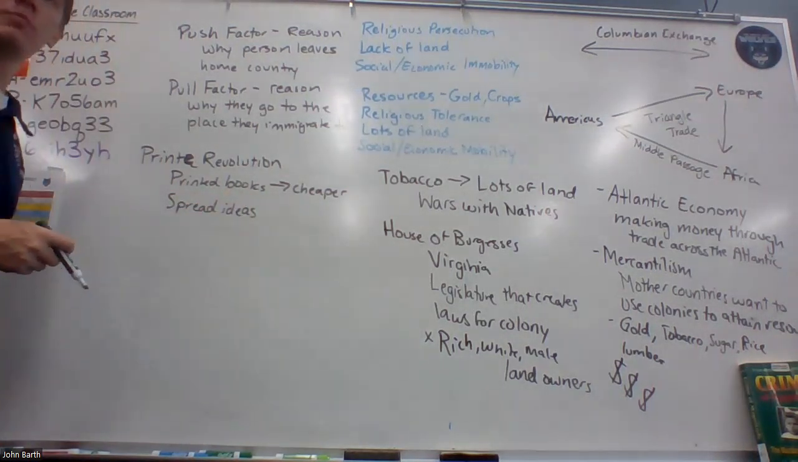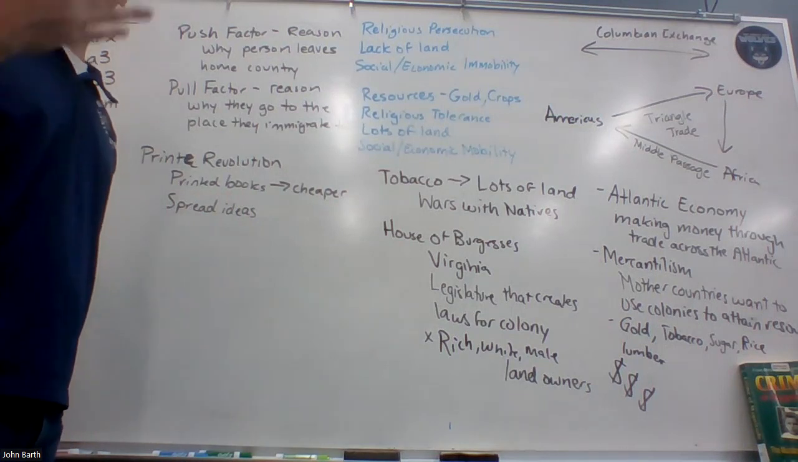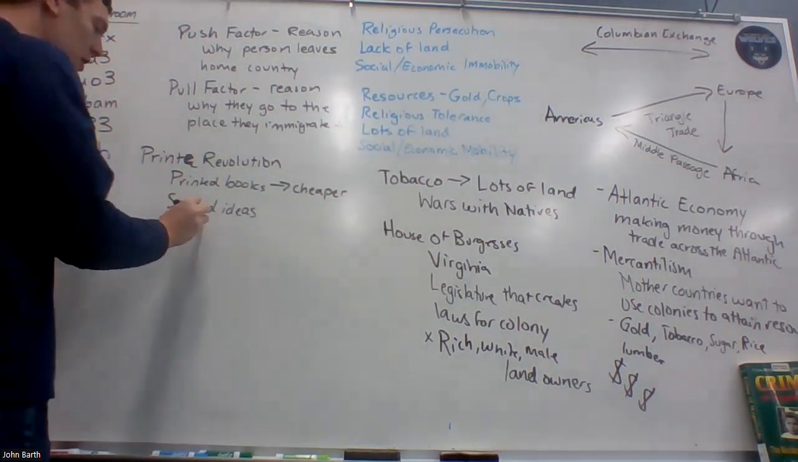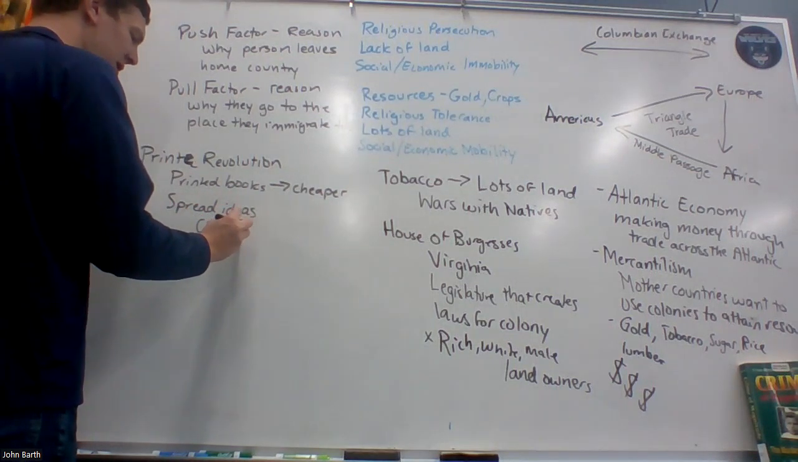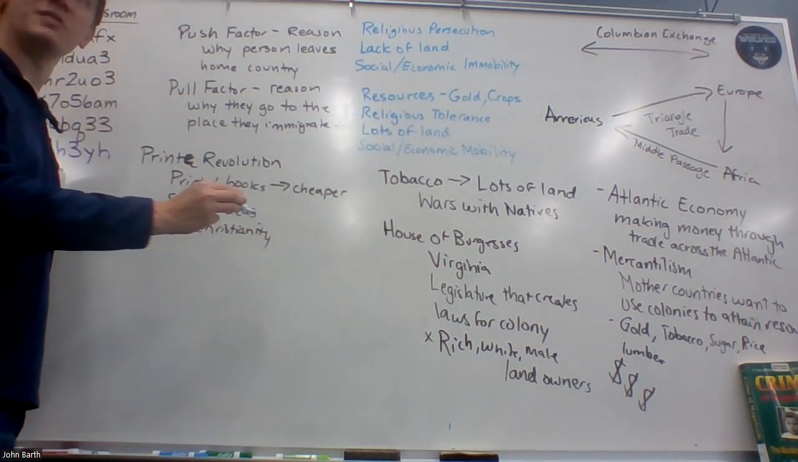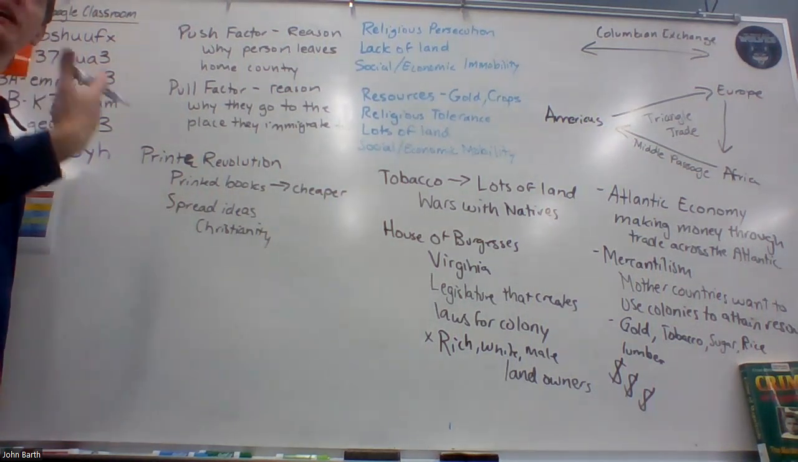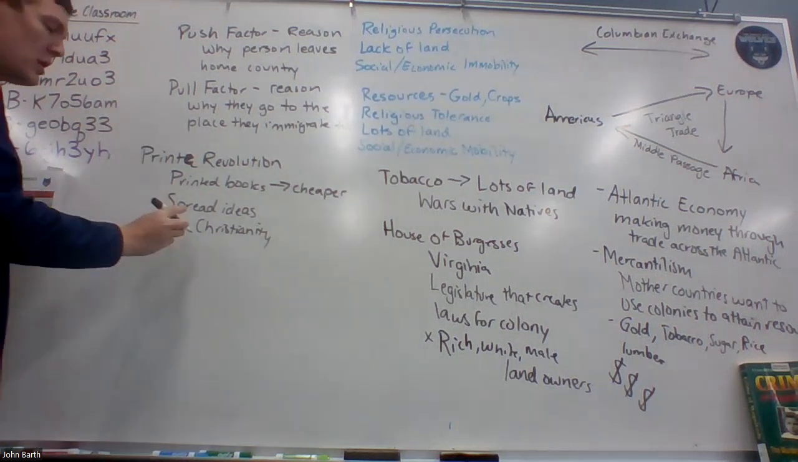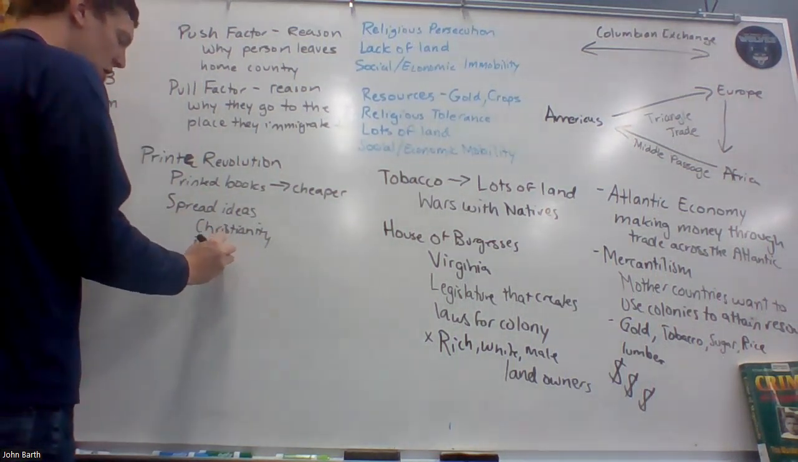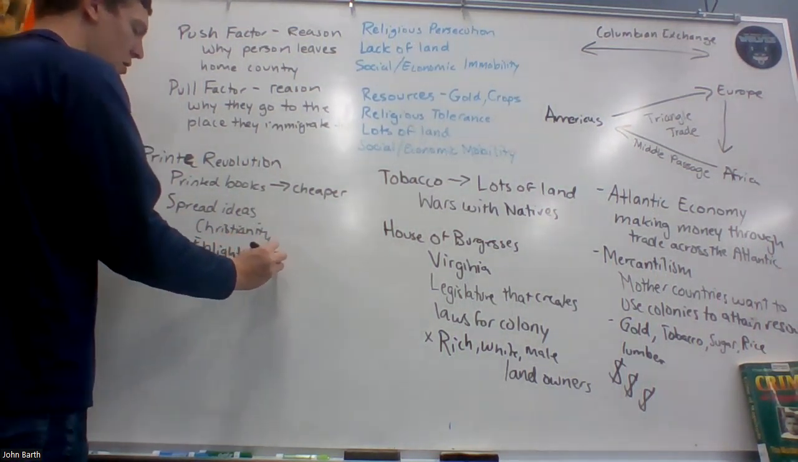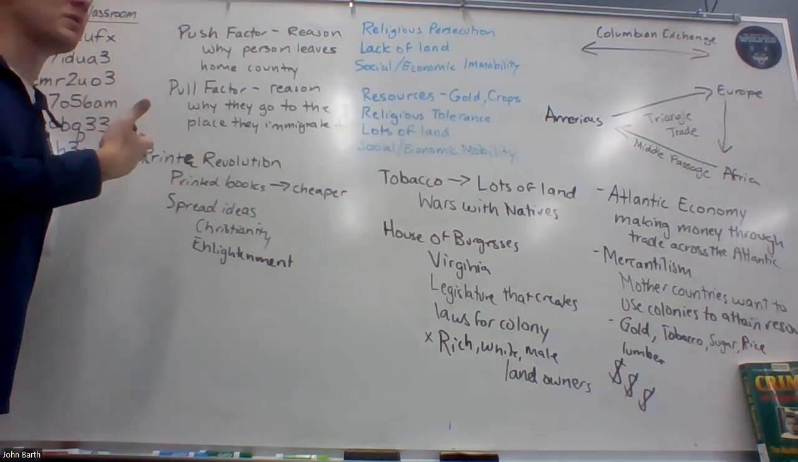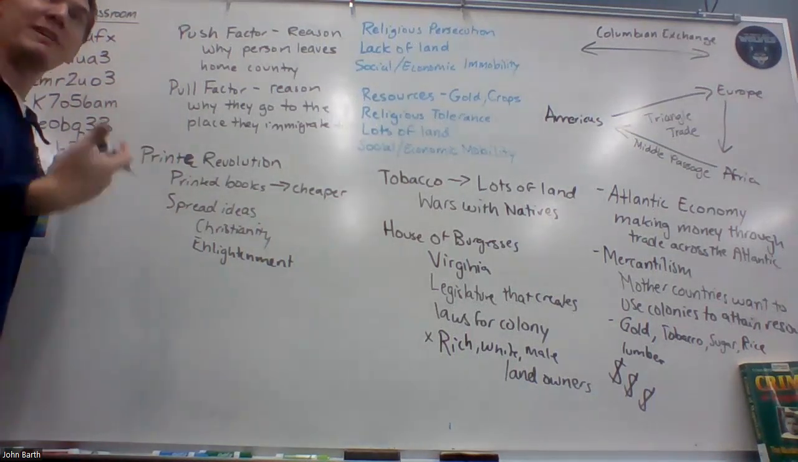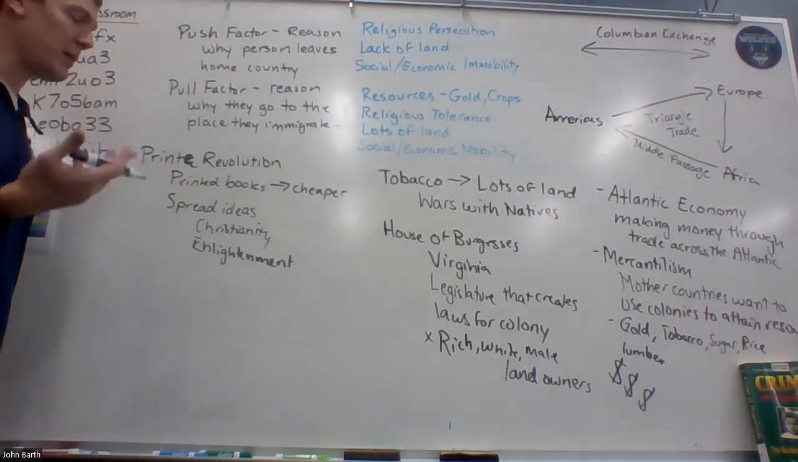What are some examples of ideas that are being spread through books? Christianity, like the Great Awakening we talked about in the 1730s. What else is a big intellectual change in the 1700s? Enlightenment. And this is also an example of, we talked before about seeds of independence. A print revolution is going to be a seed for independence.